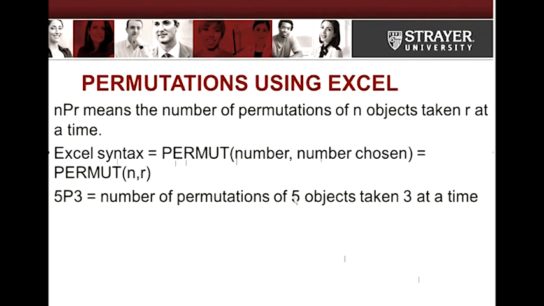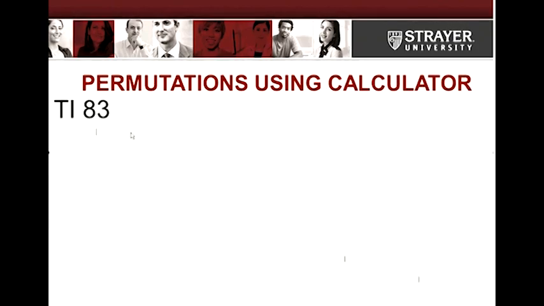So 5P3 is the number of permutations of a total of 5 objects. We're taking them 3 at a time. So we would say PERMUT 5, 3, and that would come out to 60. You can also use the TI-83 calculator.